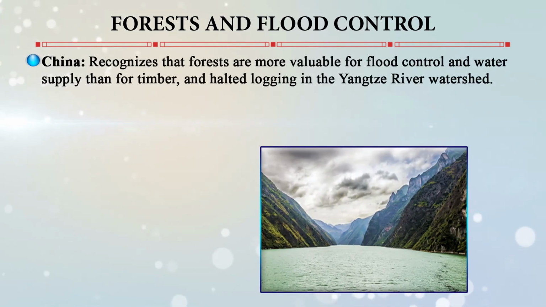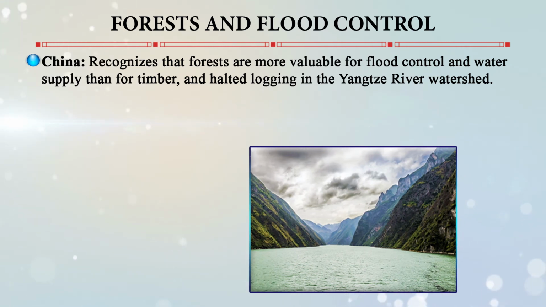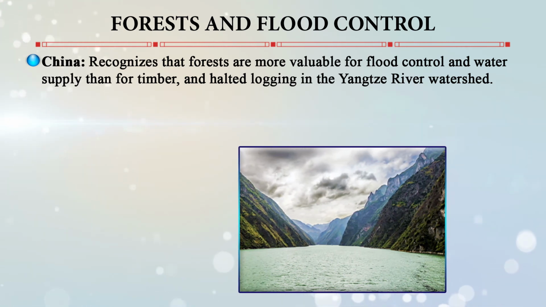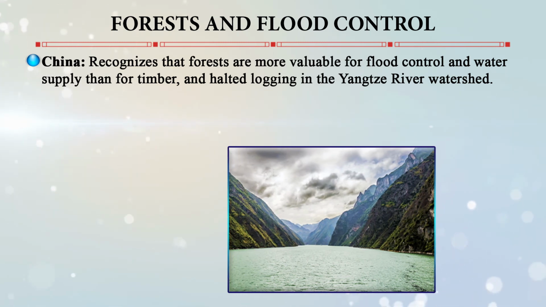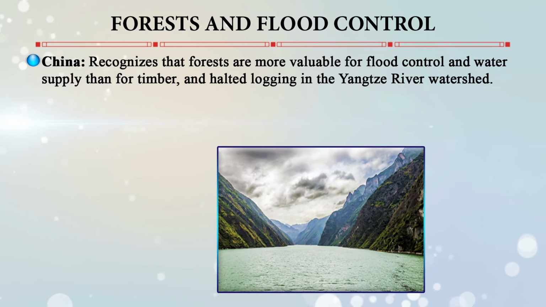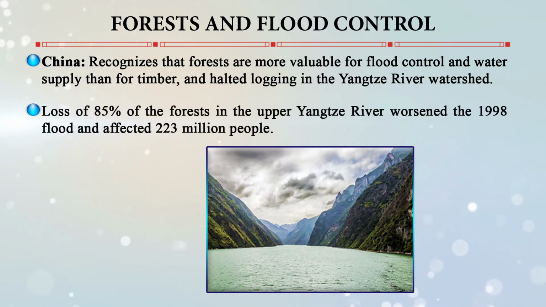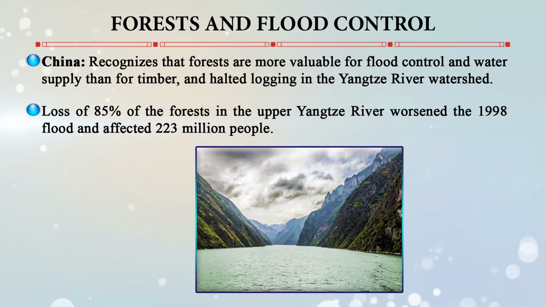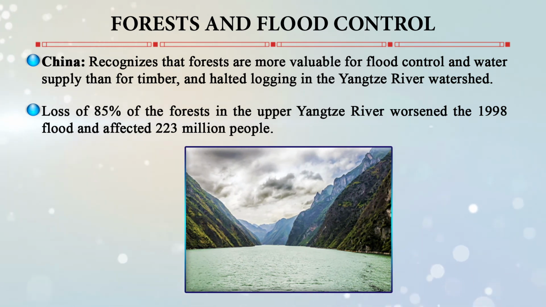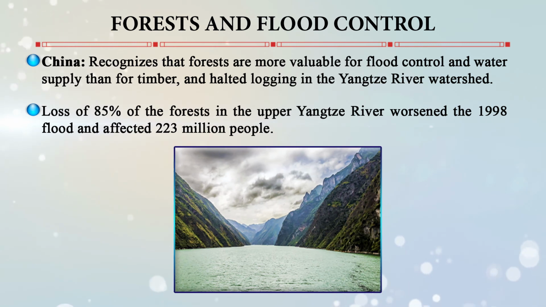Forest and flood control. China is one example. They have now recognized that forests are more valuable for flood control and water supply than for timber, and they have halted the logging in the Yangtze River watershed. Why? Because they incurred 85% of the forest loss in the upper Yangtze River after the 1998 flood, and this affected 223 million people. So one disaster made them realize that investing in natural resources is one important aspect, because it would provide flood control and flood relief mechanisms.